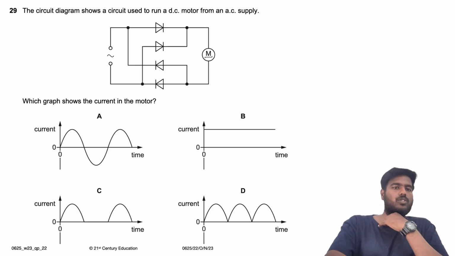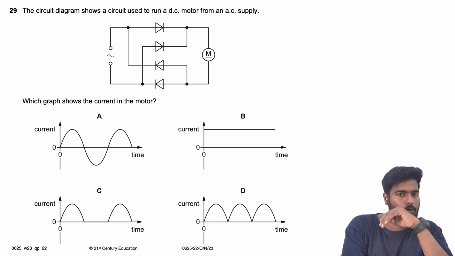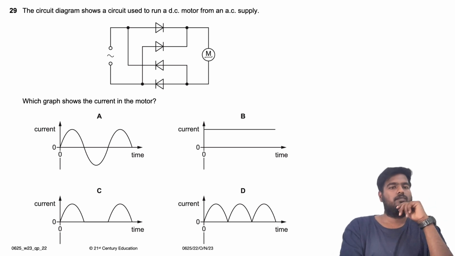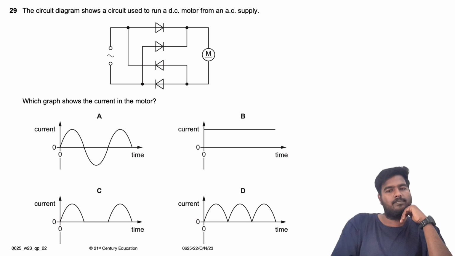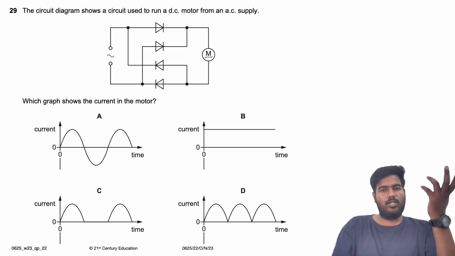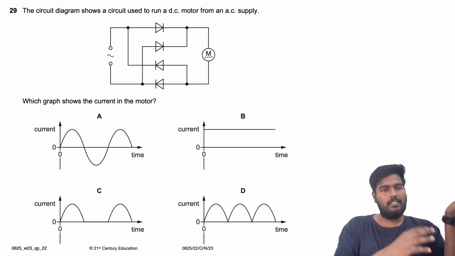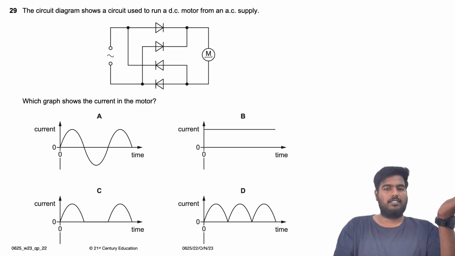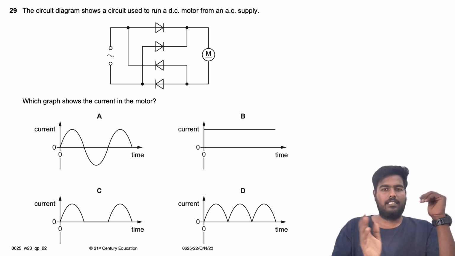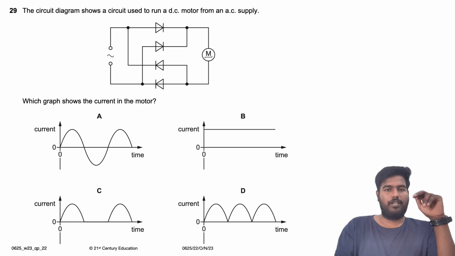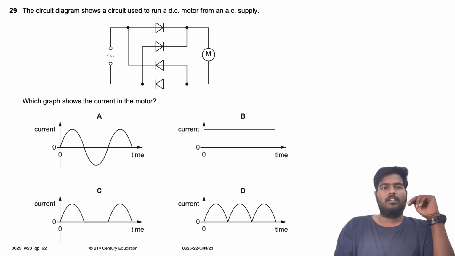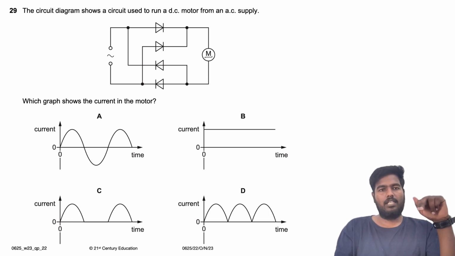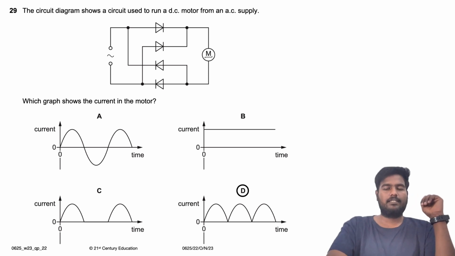The circuit diagram shows a circuit used to run a DC motor from an AC supply. Which graph shows the current in the motor? Okay, first we do not need to look at the circuit because we are trying to run from AC to DC. So in DC, all the waves should be positive. So we have B, C, and D. And if you look closely, this is a circuit of a full wave rectifier. So option D is the right answer.